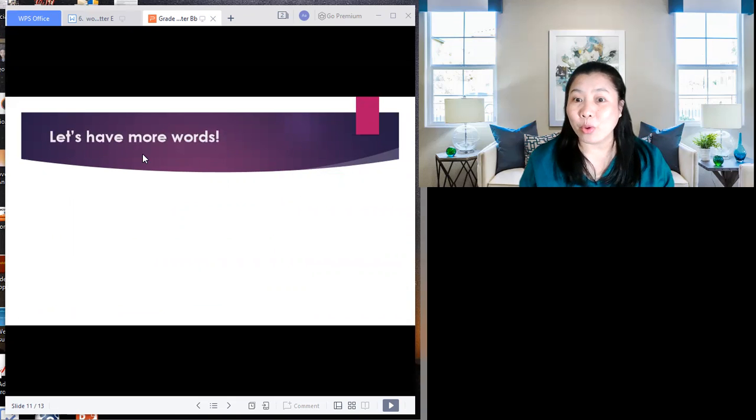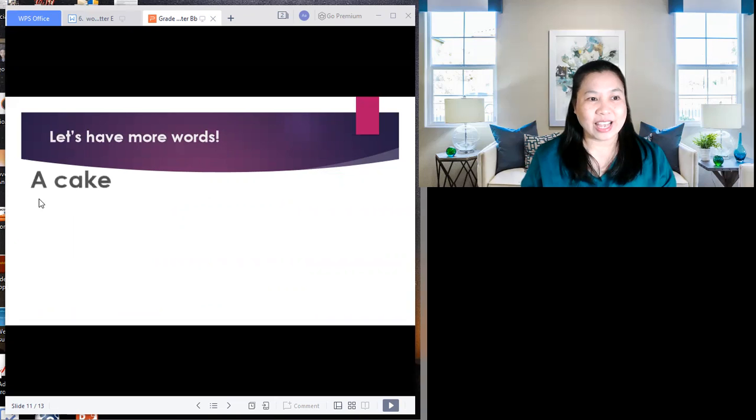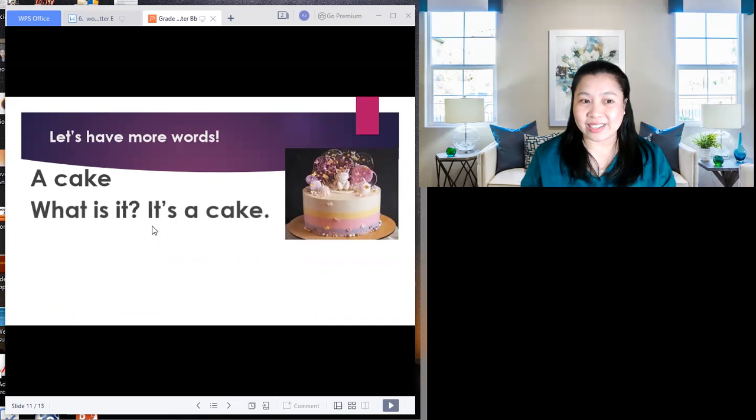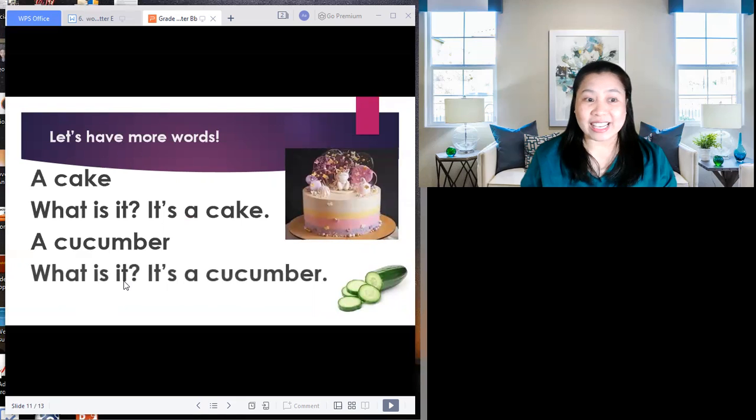Let's have more words. A cake. What is it? It's a cake. A cucumber. What is it? It's a cucumber.